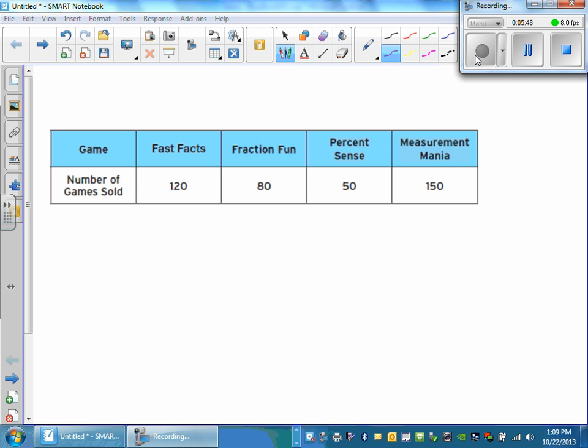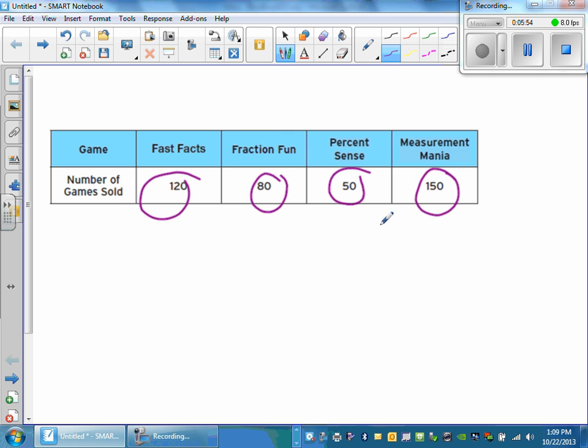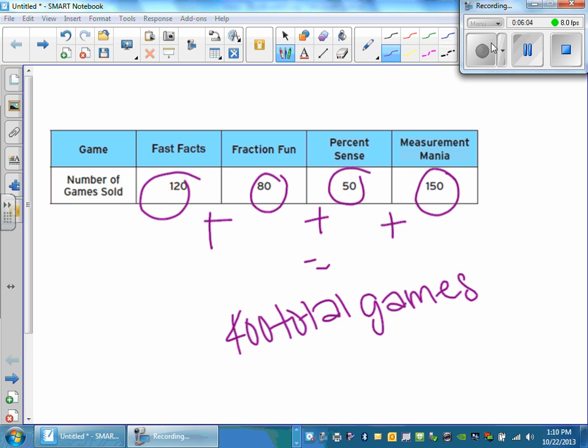Well, in order to figure this out, all you need to do is take each group of games and add them together. So go ahead and do that. You can use your calculator if you want to, or do it by hand, and then when you're done, press play. You should have gotten an answer of 400 total games.